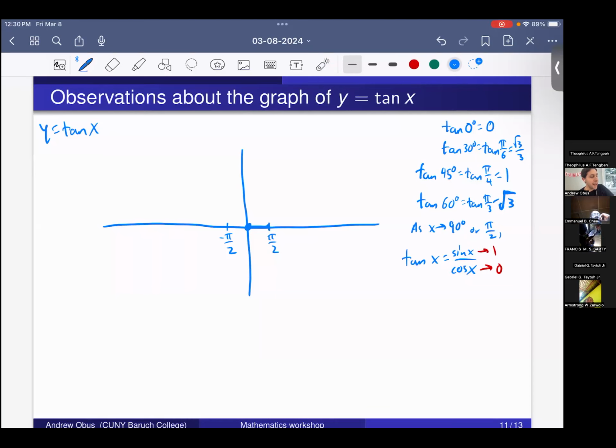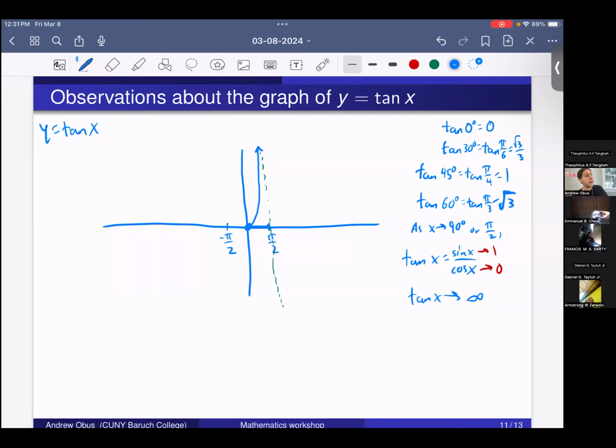So what this says is that as x goes to 90 degrees or pi over 2, tangent of x goes to infinity. And in fact, you can't even plug in pi over 2 because you get 1 over 0, which is undefined. So for graphing this, I'm going to draw an asymptote here, a vertical line at pi over 2. And what happens with the tangent graph is that it just goes up toward this vertical line, like this.